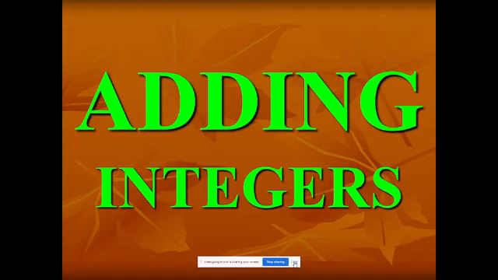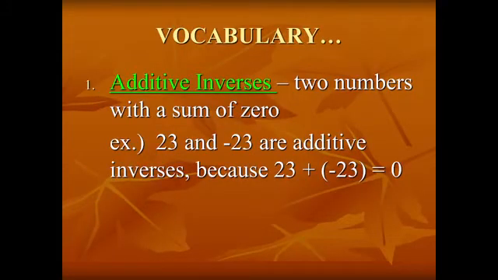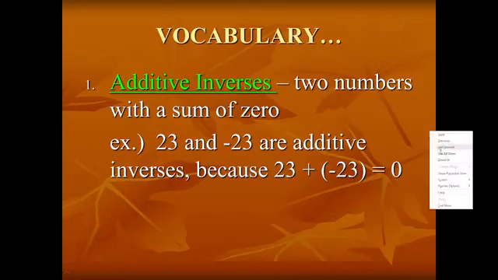For our session today, we will be having addition of integers. Now, to start with, let's have vocabulary first. An additive inverse, or inverses, are two numbers with a sum of 0. 23 and negative 23 are additive inverses because when you add 23 and negative 23, the result is 0.